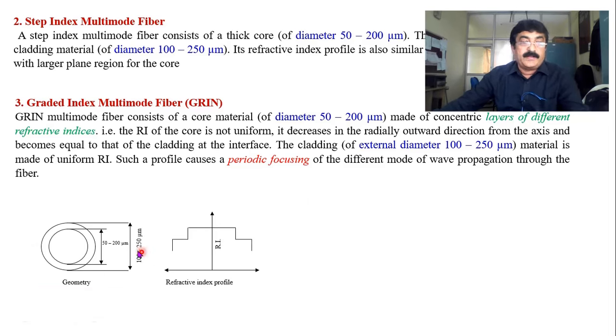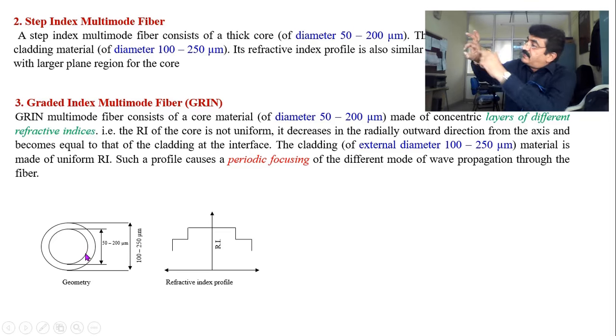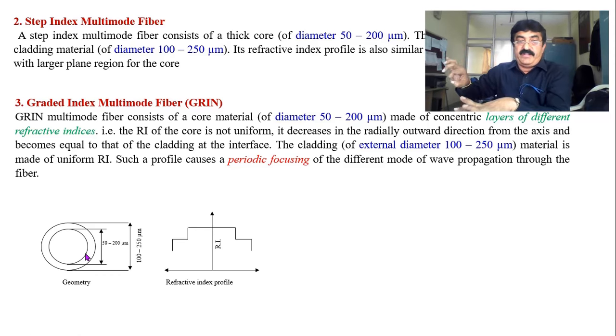See this one. See, this is core region. Core is 50 to 200 and the clad is 100 to 250, but refractive index profile is step variation. Okay, and because it is big in size, the core region is big in size, it can accept multi signals, many signals. That is why it is called as multi-mode optical fiber. Coming to graded index. Graded index is also called as GRIN.